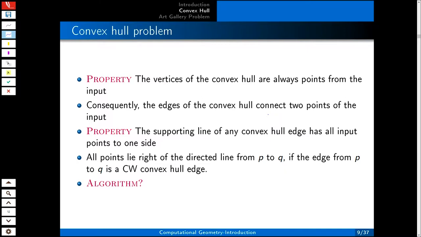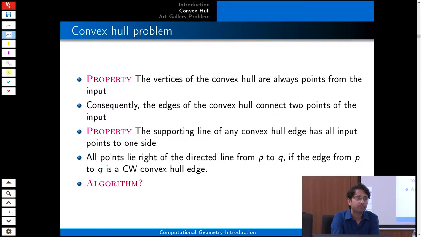So we have explored two properties. Now can you give me an algorithm to find a convex hull? A bad algorithm. I'm fine with a bad but correct algorithm, just from this property. The property says: check any line passing through two given points, and if all the points are on one side of that line, that has to be part of the convex hull. Yes?